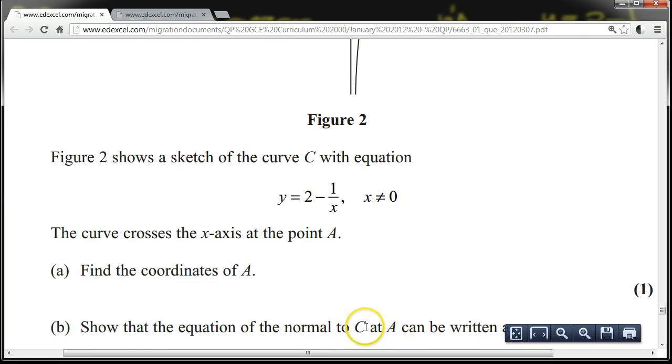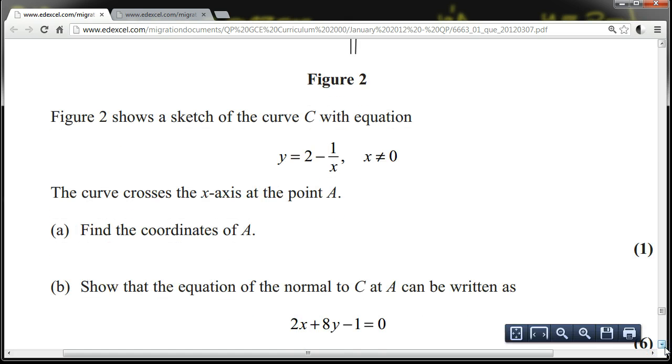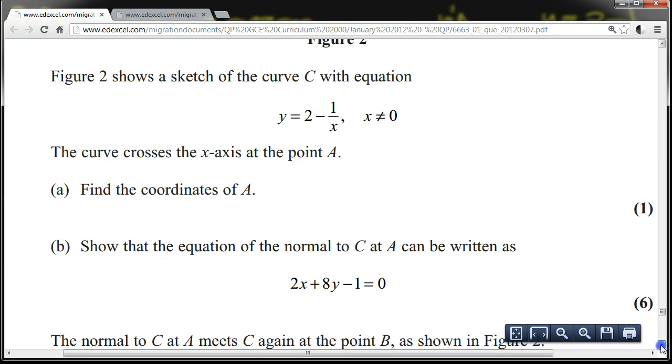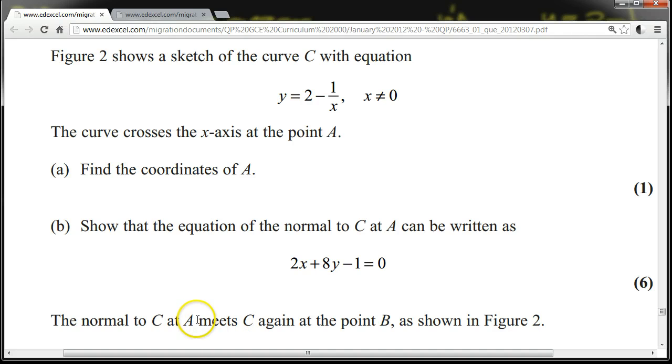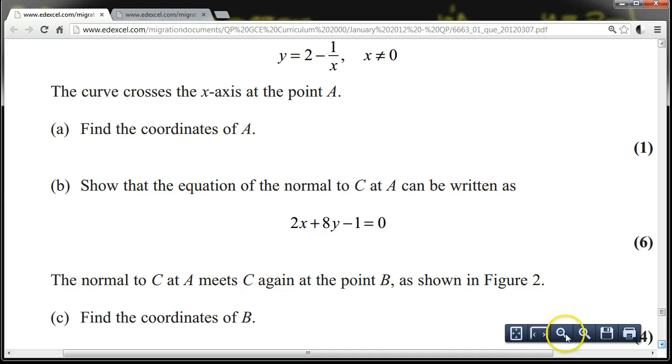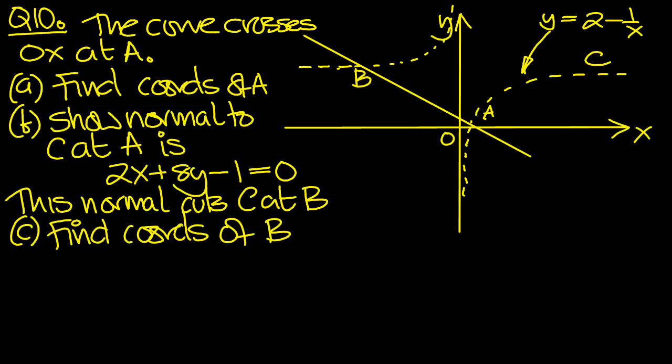Show that the equation of the normal to C at A can be written as 2x plus 8y minus 1 equals 0. The normal to C at A meets C again at the point B, as shown in figure 2. Find the coordinates of B. So I've got the question summarized here.